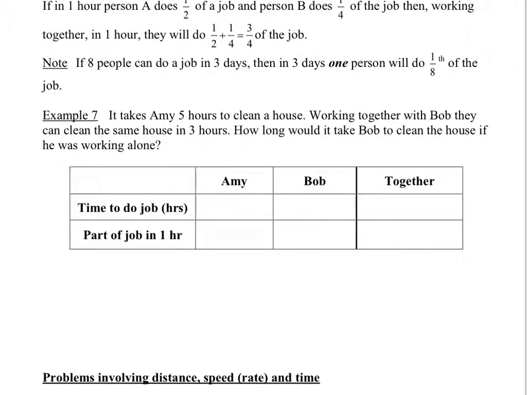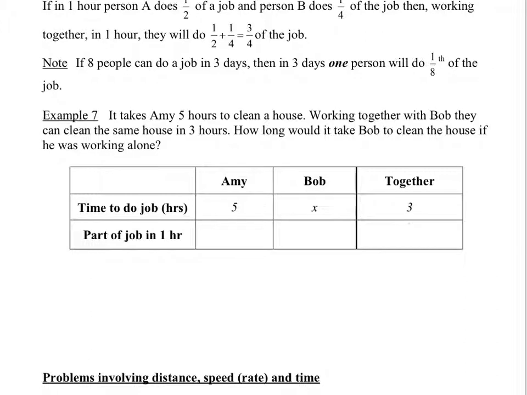So again, in this kind of problem, we set up a table. The table has Amy, Bob, and together, the time to do their job, and the fraction of the job that they do in 1 hour. We're being asked for the time it would take Bob to do the job, so we'll call that X. We're told in the question that it takes Amy 5 hours to do the job, and that together it takes them 3 hours.